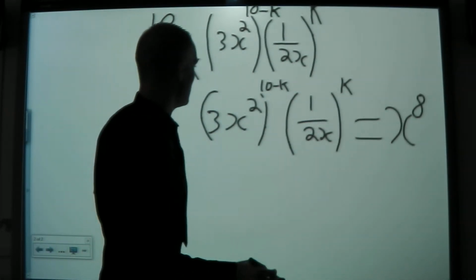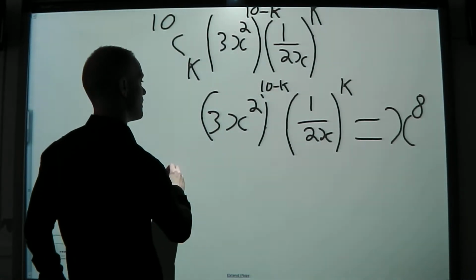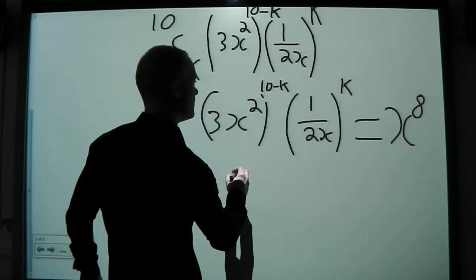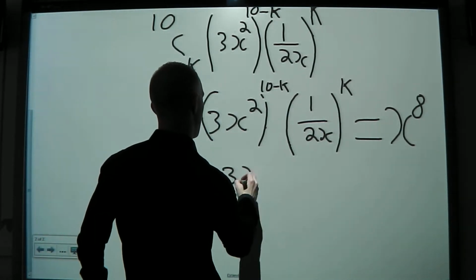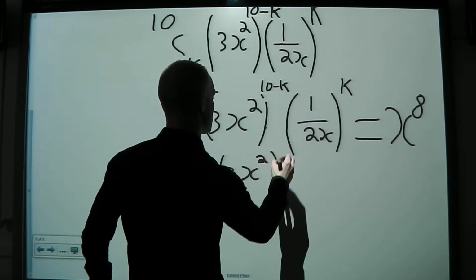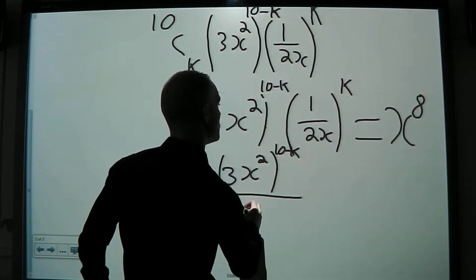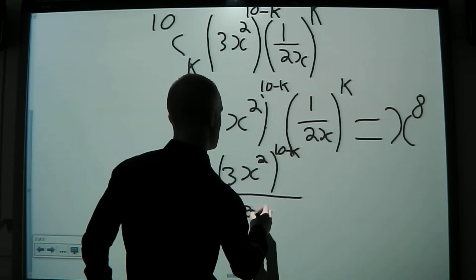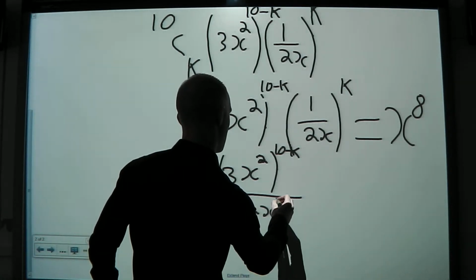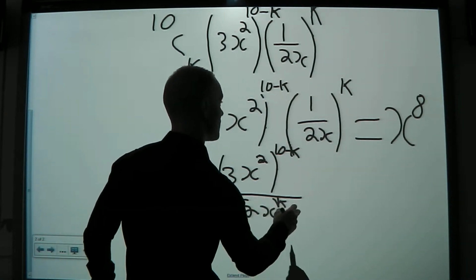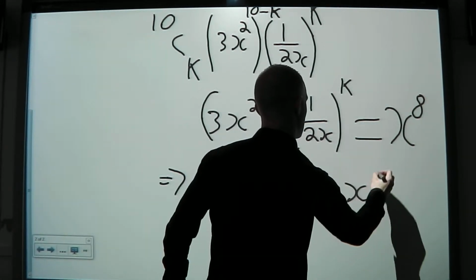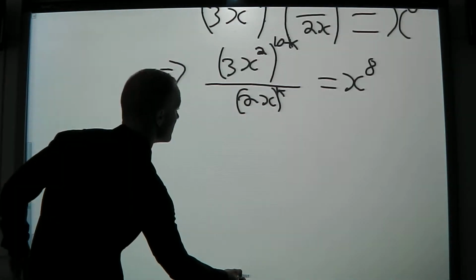So that implies that we multiply, we actually write this slightly different here. 10 minus k all over 2x to the power of k is equal to x to the power of 8. Now, it's just slightly better when it's written like that.